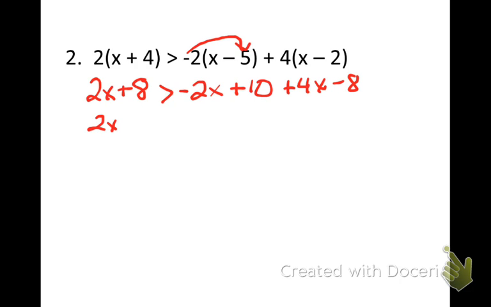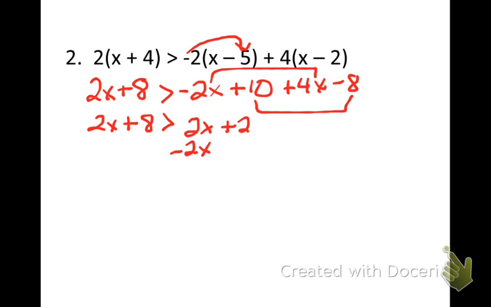Again, let's see if we can simplify. That'll make it a lot easier for us if we do that. We got a negative 2x and a 4x, so we can put those two together, and that would be positive 2x. I also have a 10 minus 8, that would be a positive 2. So now let's subtract 2x from each side. And 2x minus 2x is 0, so that's gone. So we have 8 is greater than 2.